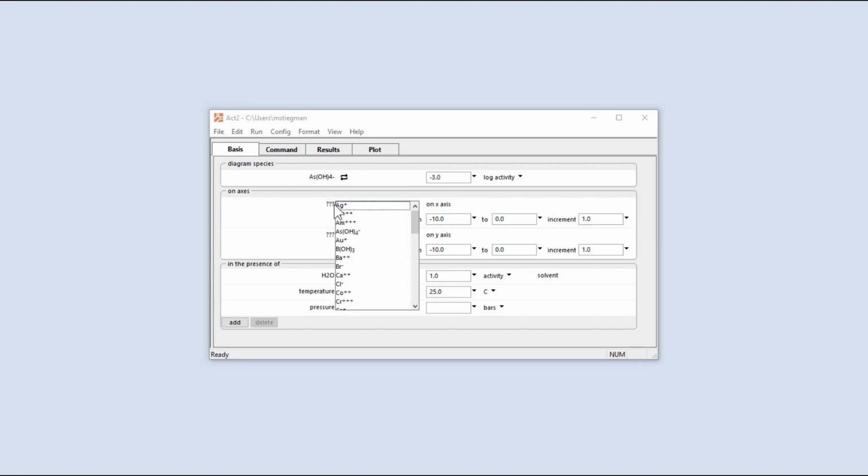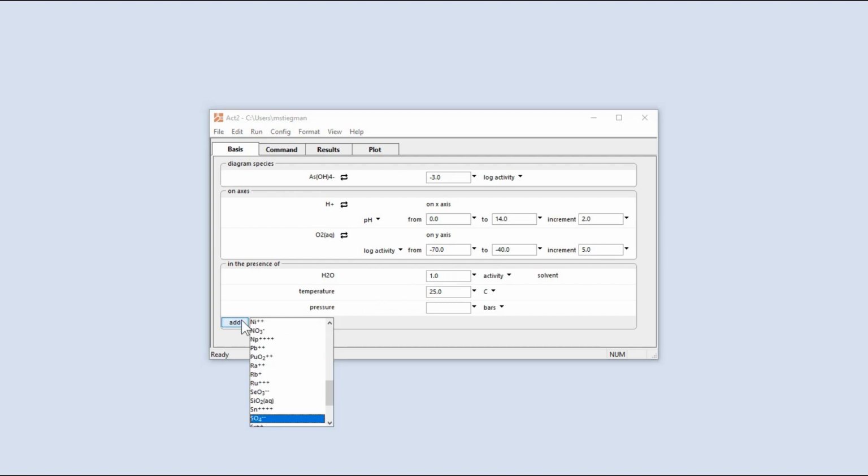On the x-axis, I'll set pH. And on the y-axis, dissolved oxygen. To the basis, I'll add sulfate as a complexing species and set its log activity.